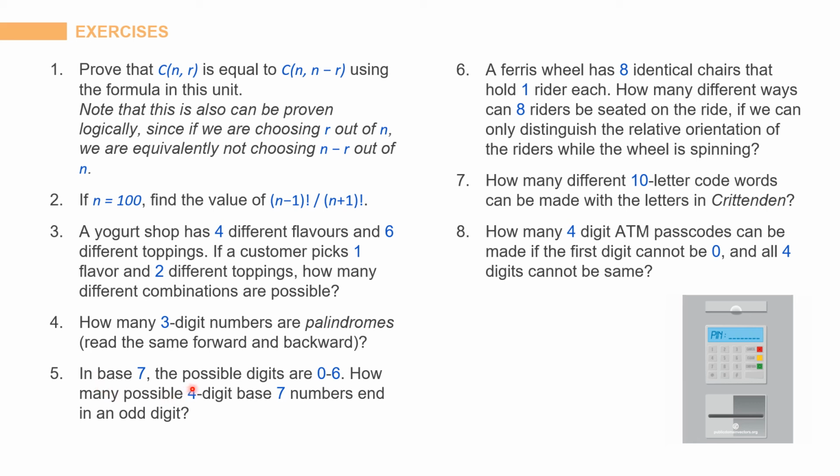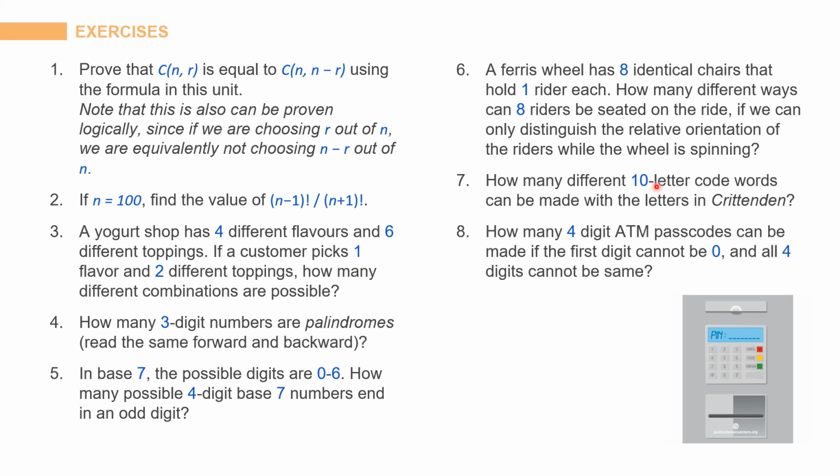5, in base 7, there are 7 possible digits, 0 through 6. How many possible 4-digit base 7 numbers end in an odd digit? Exercise 6. A Ferris wheel has 8 identical chairs that hold 1 rider each. How many different ways can 8 riders be seated on the ride, if we can only distinguish the relative orientation of the riders while the wheel is spinning? So if you're unfamiliar with it, a Ferris wheel is a circle.